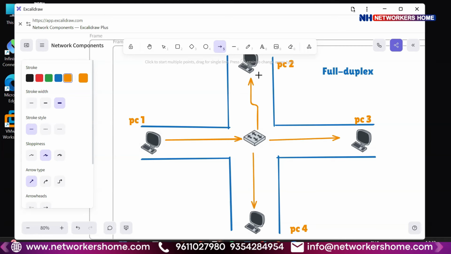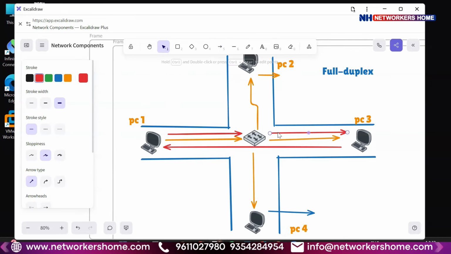Okay? And will the others reply? No, they will not reply. But who will reply? PC3 will reply. He will send it directly to PC1. Okay. Now again, PC1 wants to communicate with PC3. Now it will send it to the switch. Now what will the switch do? He will directly send it to PC3. He will not send it to PC2 and 4. Why?